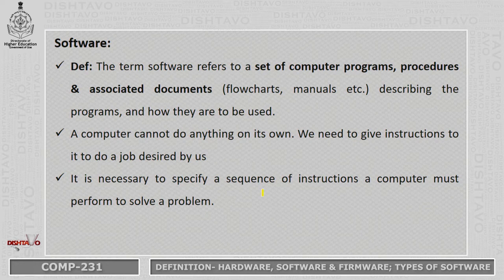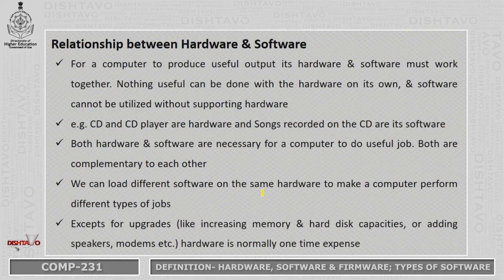There are different types of software, maybe application software or system software. Now, the relationship between hardware and software. For a computer to produce useful output, its hardware and software must work together. Nothing useful can be done with the hardware on its own or software on its own. Software cannot be utilized without supporting hardware.